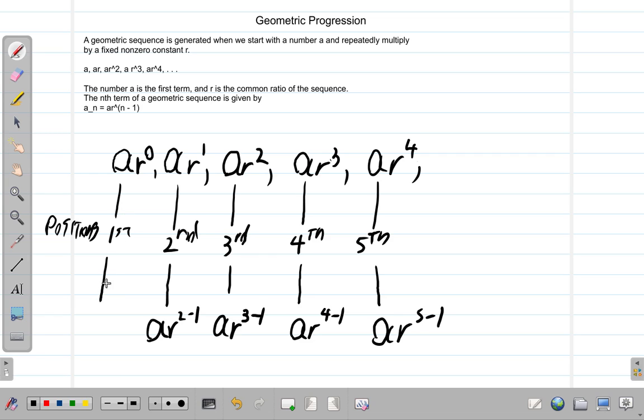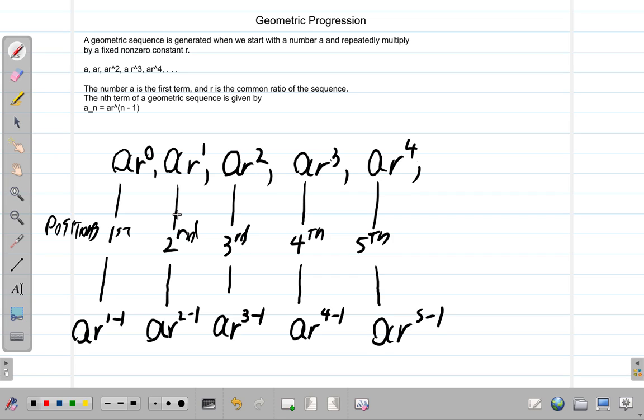So in position number 1, you have AR to the, I want to show the 1, but I must minus 1 now. 1 minus 1 is 0, so it's AR to the 0, which is the same as R. R to the 0 is the same as 1. Alright?